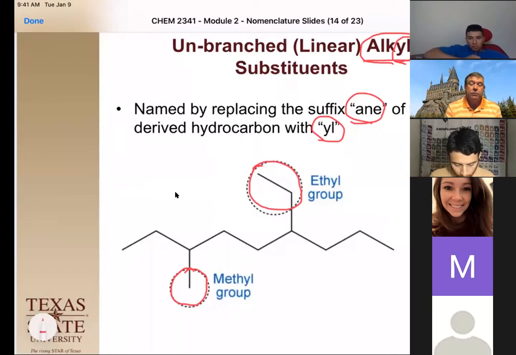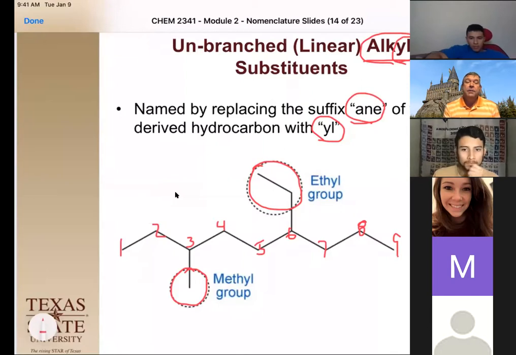Okay. So just as a side check, what is our parent hydrocarbon here? So 1, 2, 3, 4, 5, 6, 7, 8, 9. So we have 9 carbons in our main chain. And yes, that's right, nonane. So non is 9, and it's nonane because it's a hydrocarbon chain. And now we have 2 substituents on it, and we'll figure out how to number those substituents in a little bit. Okay, but these are linear or non-branched alkyl substituents.